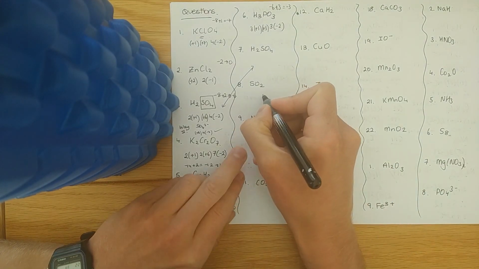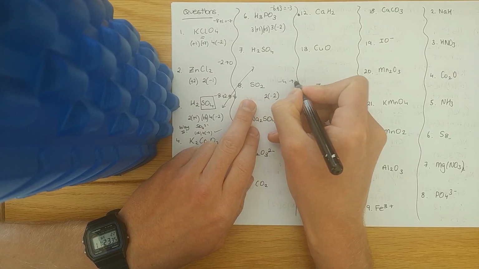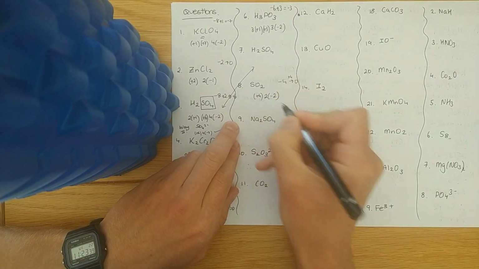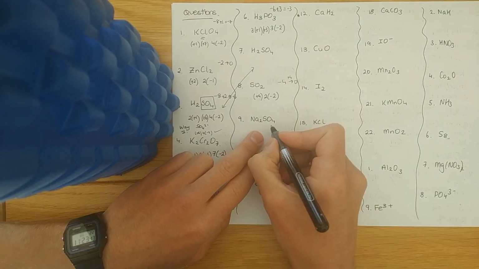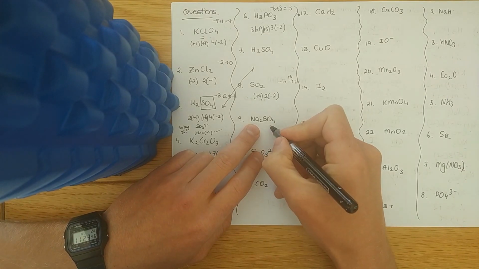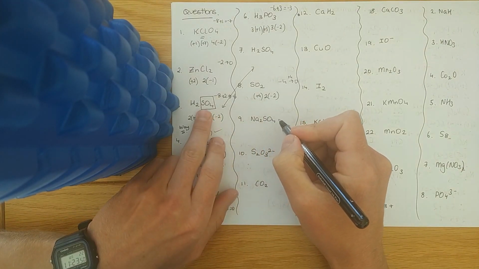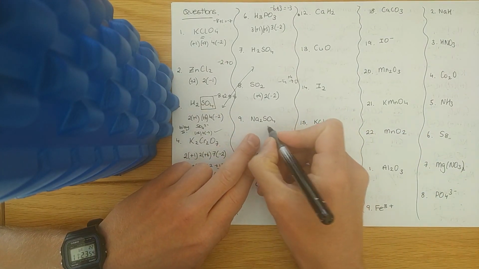SO2, oxygen -2, 2 times -2, so we're at -4. You want to get her to 0, so you must add on 4. Sulfur +4. Na2SO4, sodium sulfate. Since we know these, oxygen and sodium, I'd fill them in. You wouldn't have to split it up into the radical like you did over there. But you can as well.